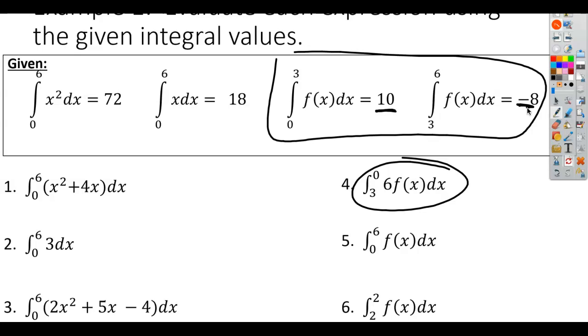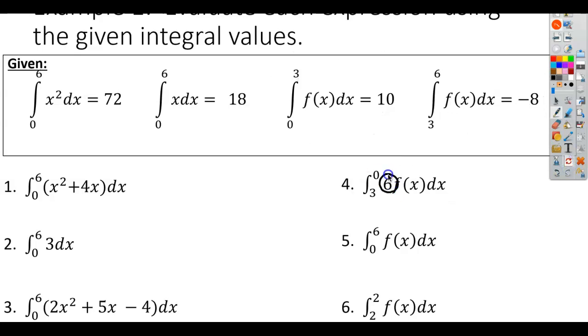So I want to end up with f of x from 0 to 3, or I want to end up with f of x from 3 to 6 so that I can get these numbers here. Okay? Right now, there's a couple of problems with this one. First of all, you'll notice that there's a 6 in the way. I don't want that there. But luckily, what property allows me to take that out? Isn't that property 3? According to property 3, I could take a constant multiplier out.